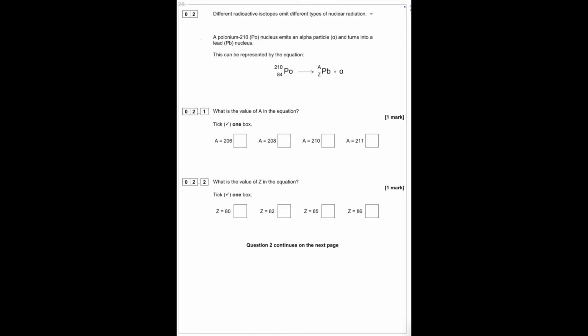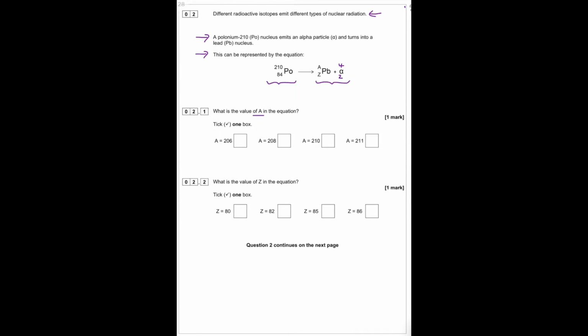Different radioactive isotopes emit different types of nuclear radiation. A polonium-210 nucleus emits an alpha particle and turns into a lead nucleus. This can be represented by the equation below. So what we've got to remember is with radioactive decay, the atomic masses and the atomic number on the reactant side is equal to the product side. So if we've got an alpha particle, we know the atomic mass is 4 and the atomic number is 2.